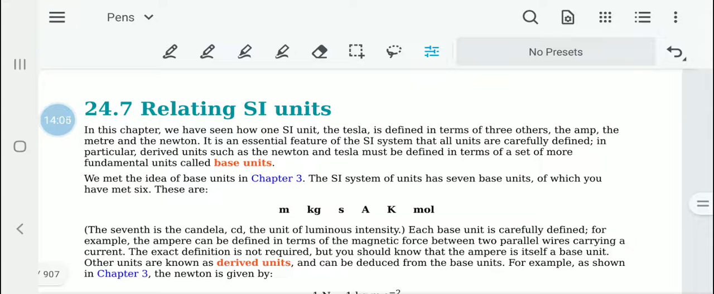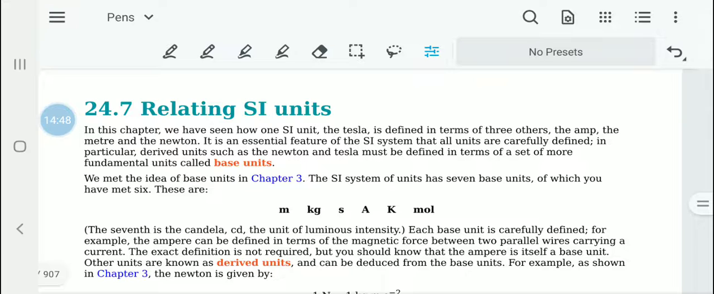Now let's move to relating SI units. We were introduced to an SI unit, that is Tesla. We used to define Tesla using three other values as well: the ampere, meter and the Newton. So we have to understand how this SI unit relates to each of these, or how we arrive at Tesla using the other base units.